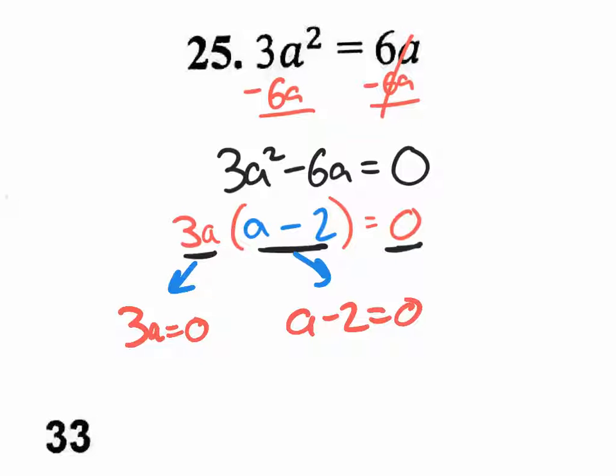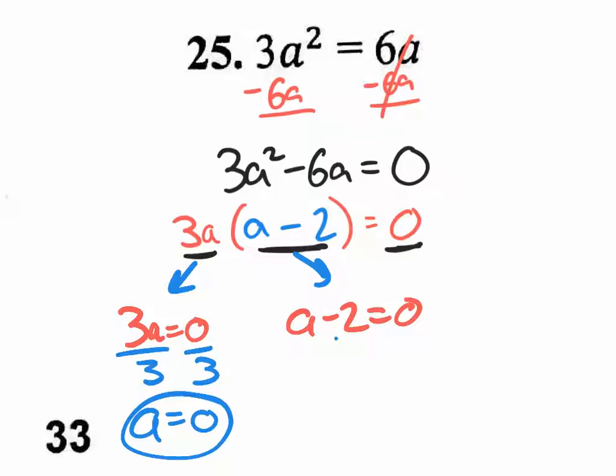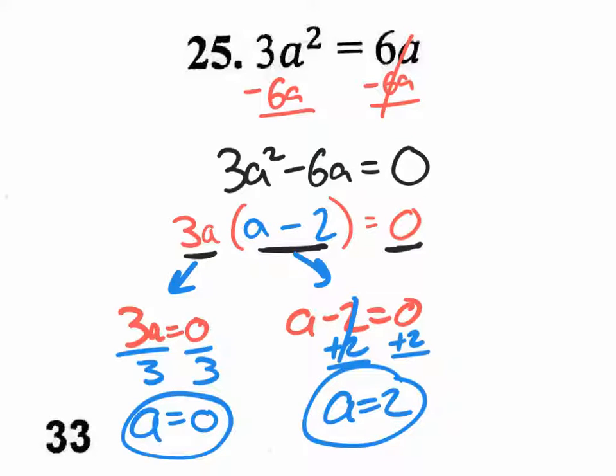The one on the left side, I divide by 3, divide by 3. A equals 0. That's one answer. The other one, you add 2, add 2. A equals 2. That's another answer. So we're going to have two of these guys.